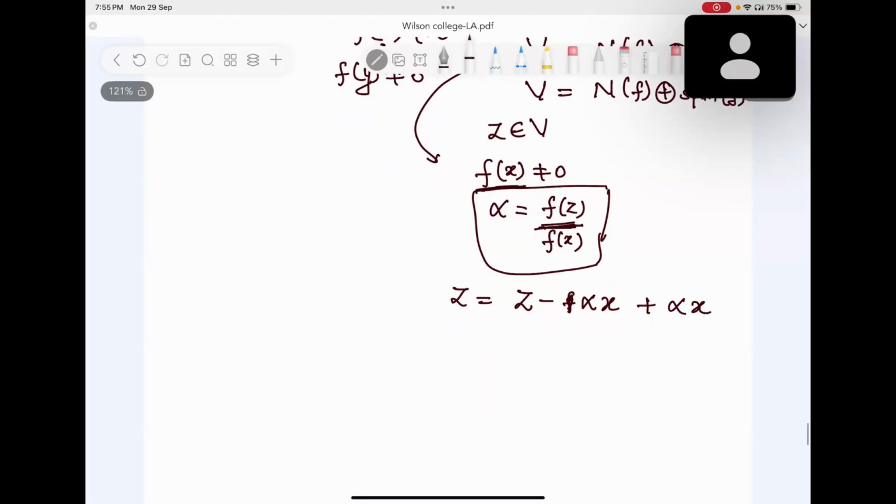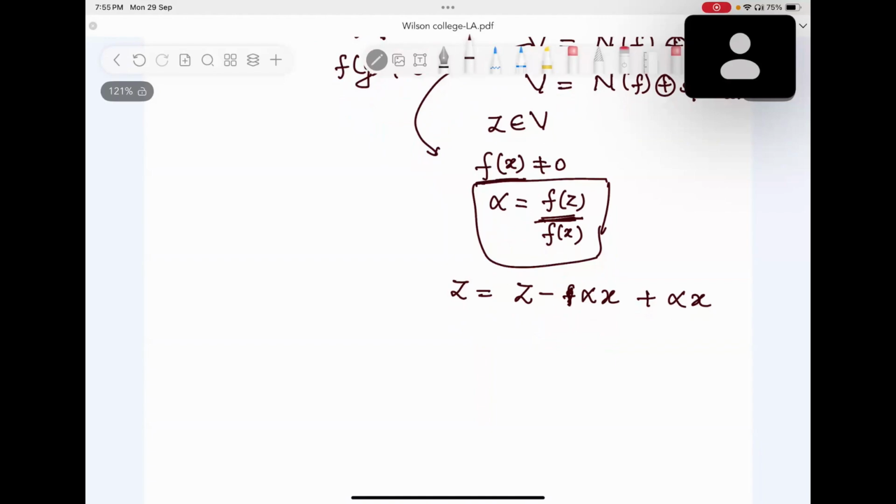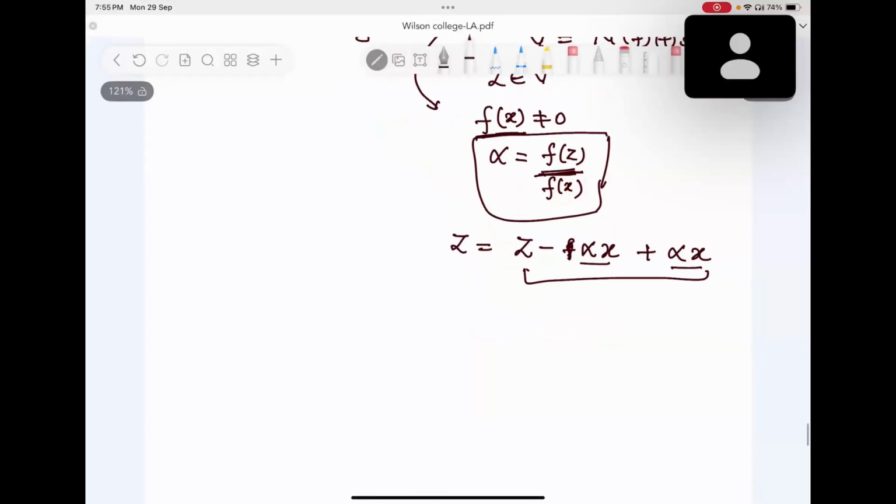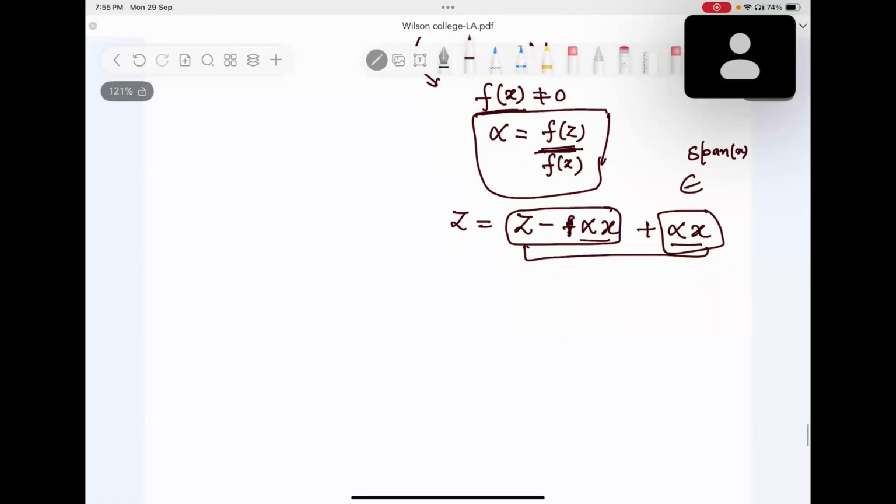Now let me explain this. Of course, when you simplify this, you will get z, because this is alpha x and minus alpha x. Now the only remaining thing is to show that this part belongs to the null space of f. This definitely belongs to the span of x, right? The only remaining thing is to show that this part belongs to the null space of f.